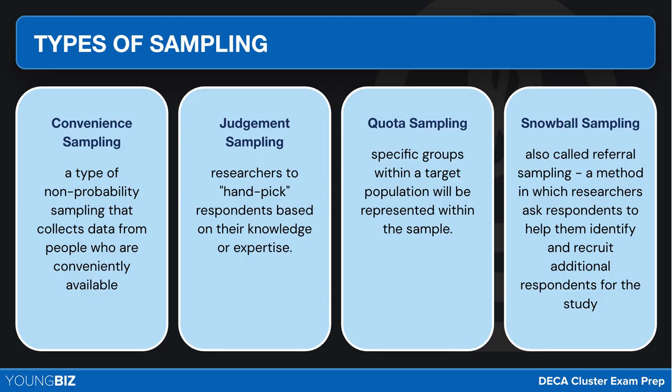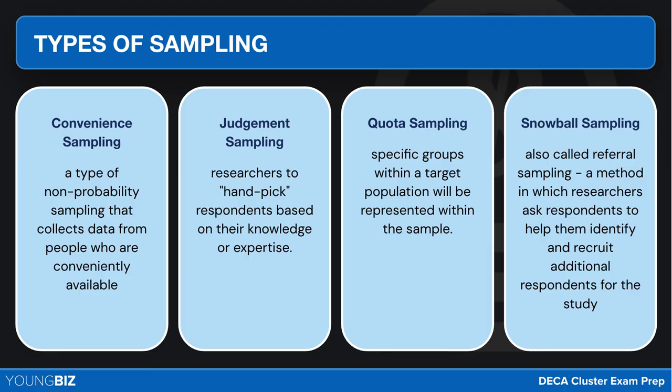Now, let's look at quota sampling. In this method, researchers ensure that specific groups within a target population are represented in the sample. For example, if a study aims to survey people of different age groups, the researcher might set quotas to include a certain number of respondents from each age category. This helps to ensure diversity in the sample, although it still may introduce some biases.